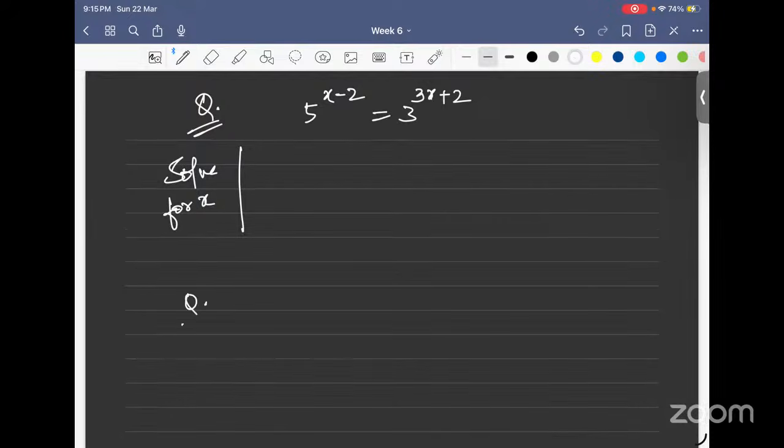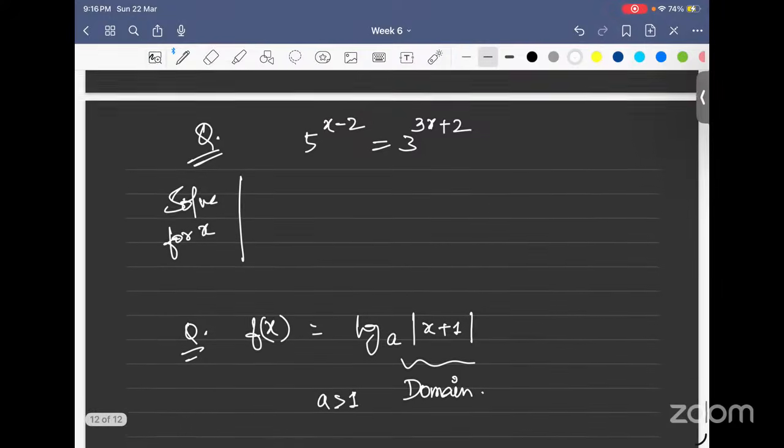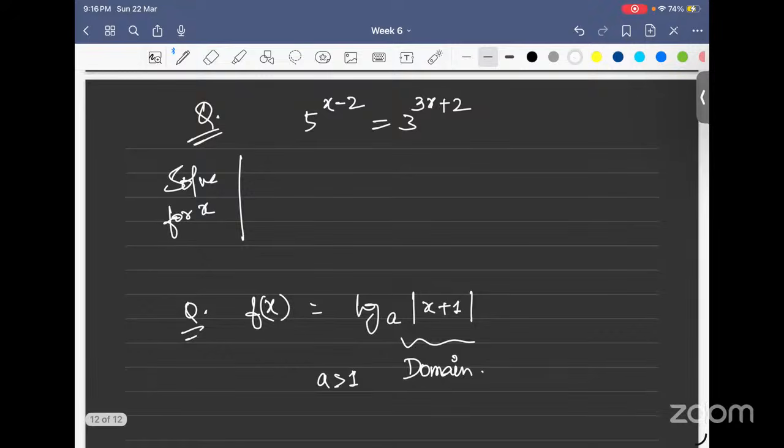Okay, what about if we have a function f(x) equals logarithm of a, what is the domain for this function? A is greater than 1. Solve this too.